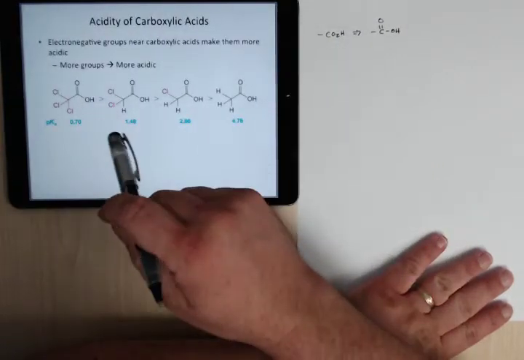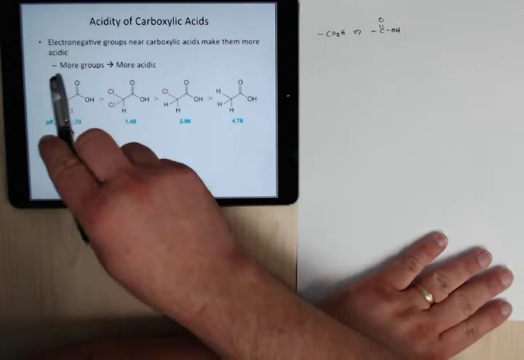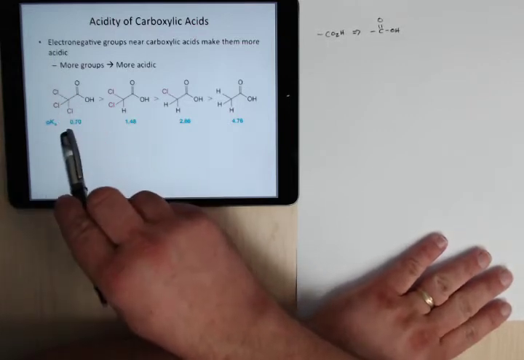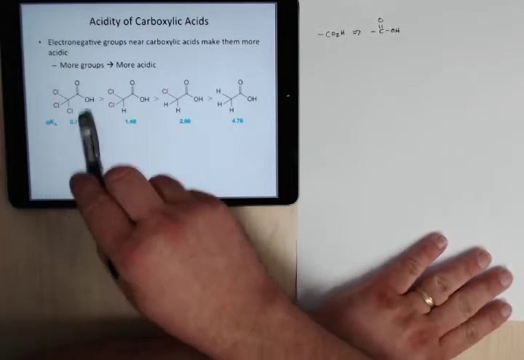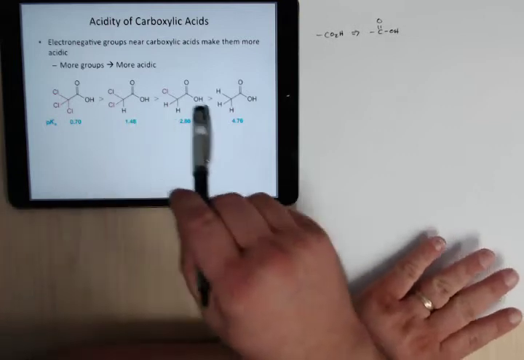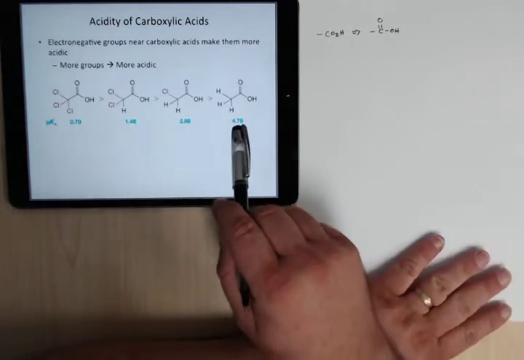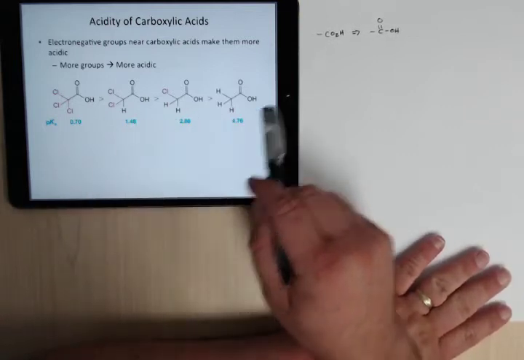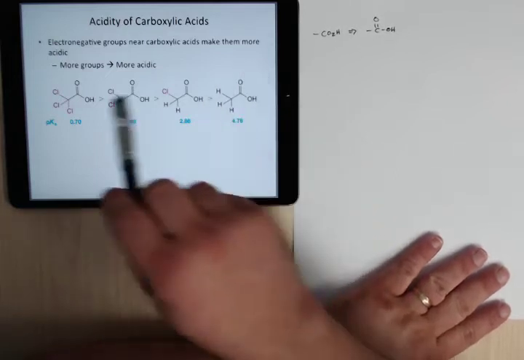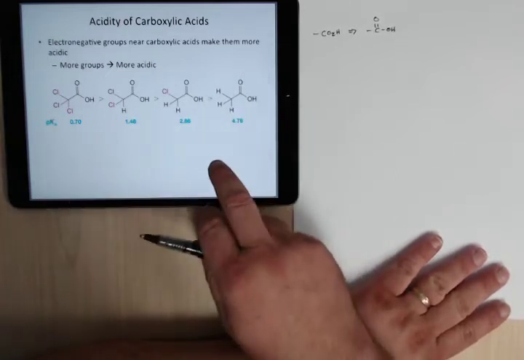The more electronegative groups, the more acidic it is, right? So if you have 3 chlorines, it's 0.7. It's really acidic. As you decrease the number of chlorines, the less acidic it is until you get to the acetic acid here. So the more the merrier here.